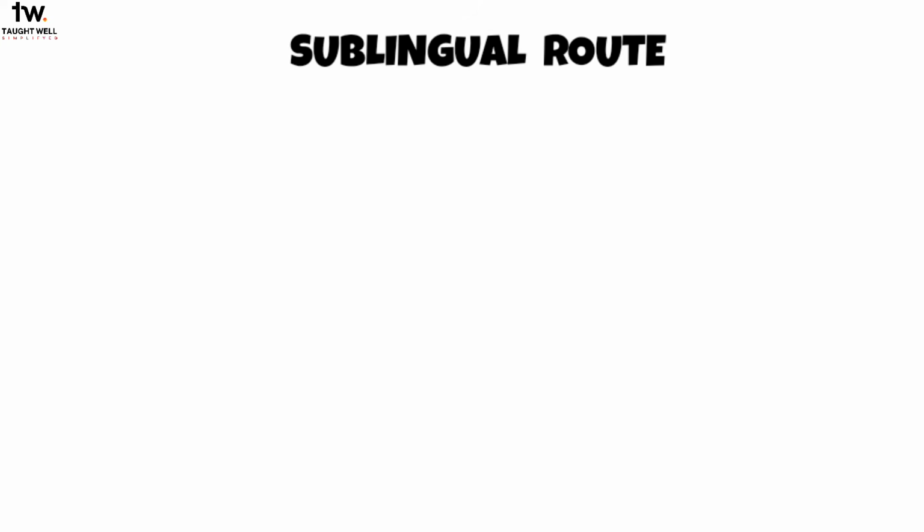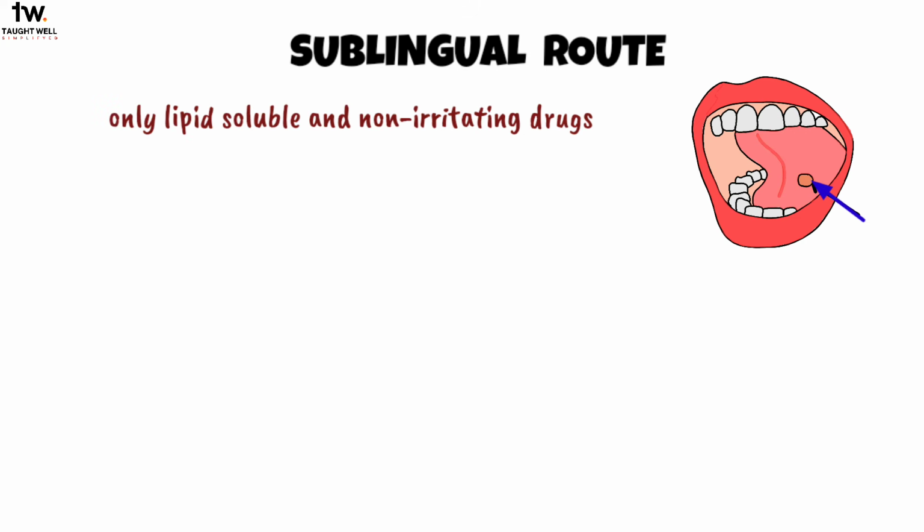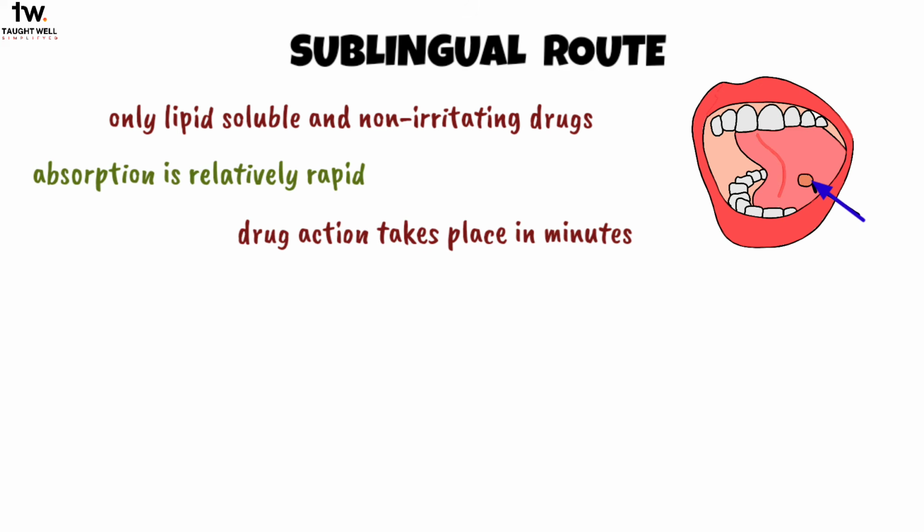Let's talk about the sublingual route of administration now. In this route, the tablet containing the drug is placed under the tongue or crushed in the mouth and spread over the buccal mucosa. Please note that only lipid-soluble and non-irritating drugs should be administered by this method. The absorption is relatively rapid. Drug action takes place in minutes. Although it may be slightly inconvenient, the patient can spit out the remaining drug after the desired effect is achieved.